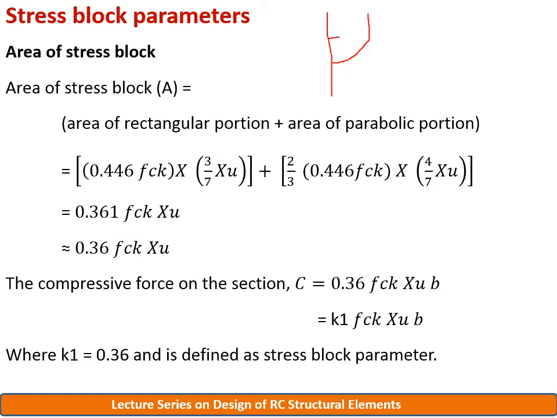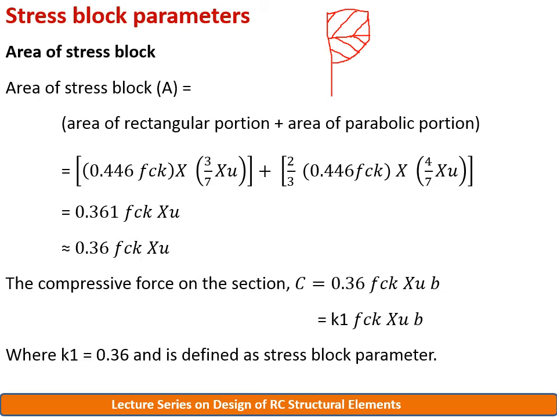Till this end we have a parabolic variation, above that we have a rectangular section. So let this be the rectangular section and let this be the parabolic section. In order to find the first stress block parameter, we need to calculate the area under this curve.